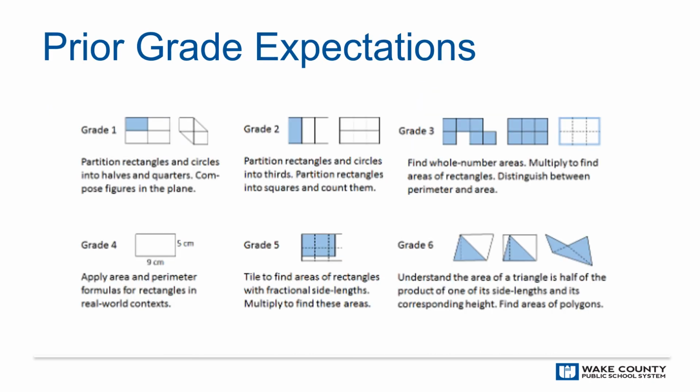Prior grade expectations. It is important for you to understand where you came from to decide where you are going. If you look at this image, you can see that in grade 1 we started with breaking up or partitioning rectangles and circles into halves and quarters, and in 5th grade moved to tiling to find the areas of rectangles with fractional side lengths, multiplying to find the areas.